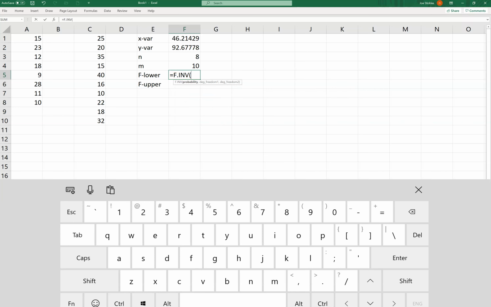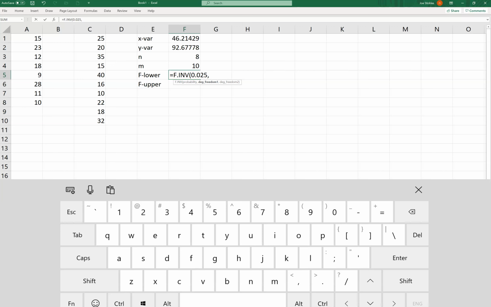So I'll do F.INV first. The probability here, they want a 95% confidence interval. This actually asks for a one-sided, but we're going to do two-sided. 95% confidence interval means our probability will be 0.025. So we have to split the alpha in half, right? The first thing that goes in is your numerator degrees of freedom.